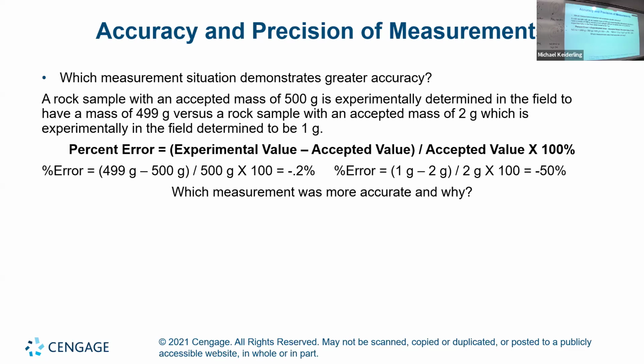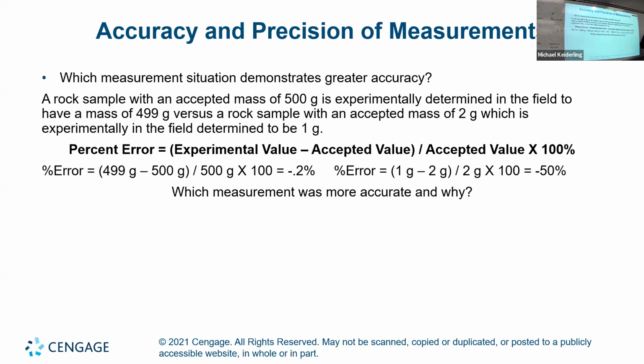So percent error is you take the difference between the experimental value and the accepted value. You subtract the accepted value from the experimental value. You divide by the accepted value and multiply by 100 to turn it into a percent. So for example, if you weighed a rock sample you know should be 500 grams, and you got 499 grams, your error is going to be minus 0.2%.